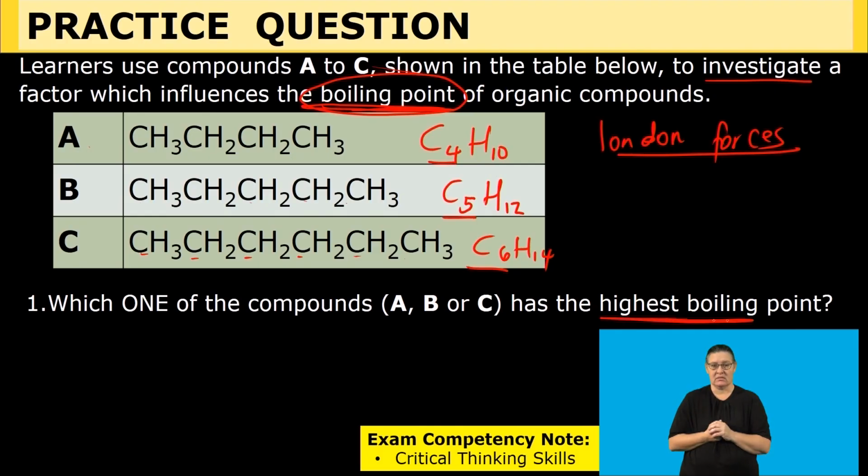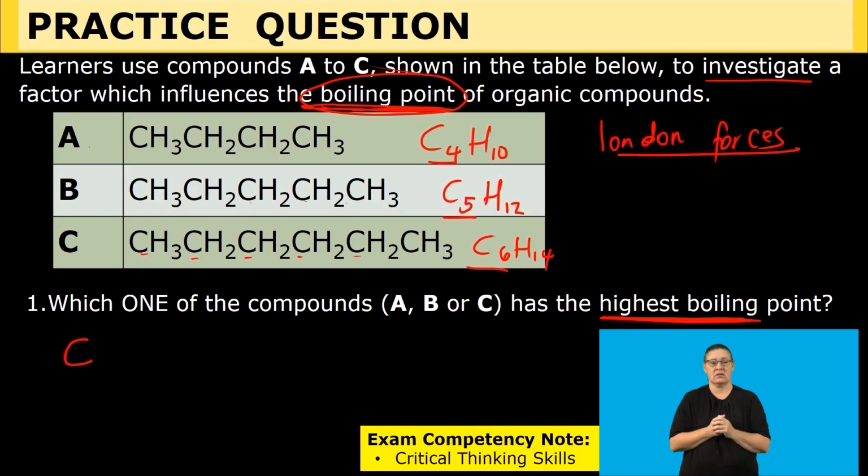The highest boiling point is going to be influenced by an increase in the strength of the intermolecular force. And the increase in the strength of the intermolecular force is going to be determined, in this case, by the increase in the chain length. So the one that has the longest chain length will have a stronger intermolecular force, which translates to a higher boiling point. So in this case, compound C is going to be the one that has the highest boiling point.